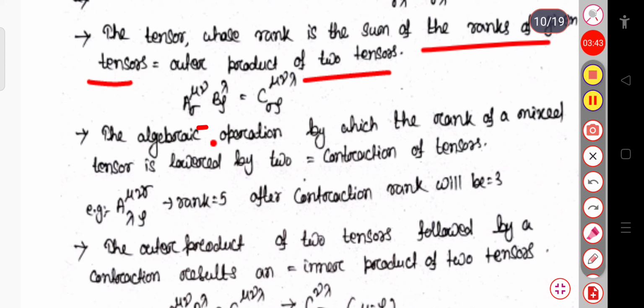So for the outer product of this, simply we have to write C, any constant C, and take the product, that is mu nu lambda as the contravariant form, and sigma rho in the covariant part. So this is called the outer product. In the outer product, simply you have to take the rank as the sum of the ranks of the given tensors.